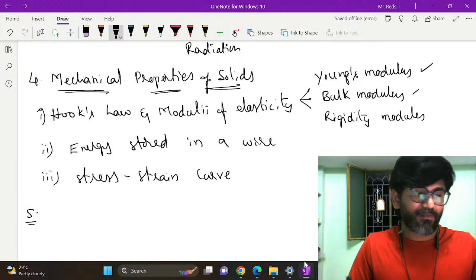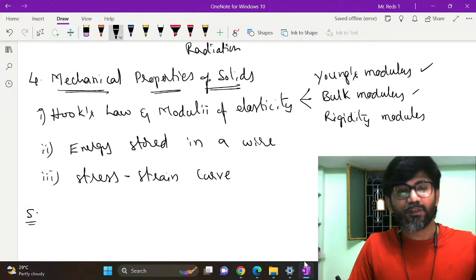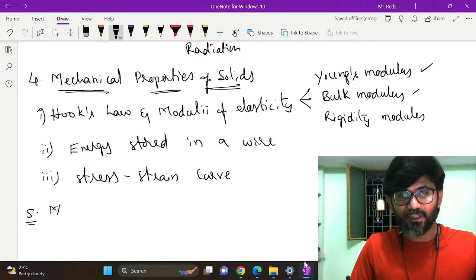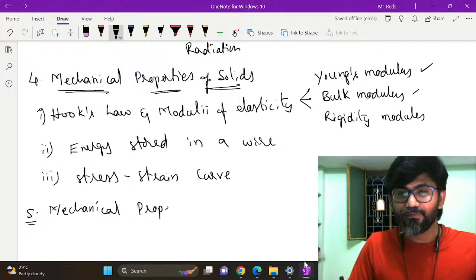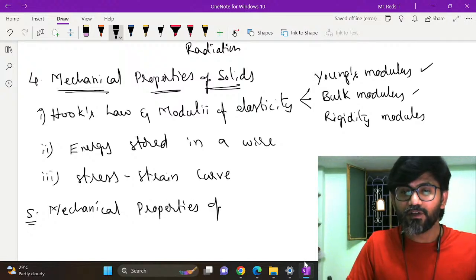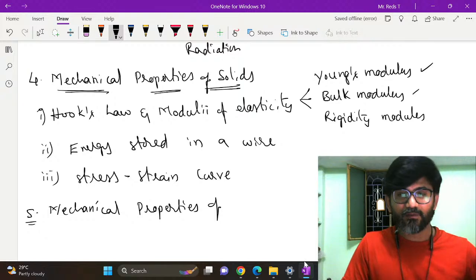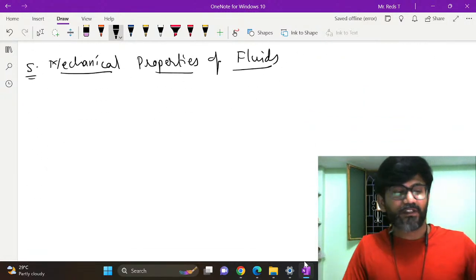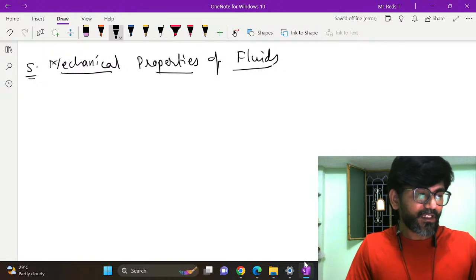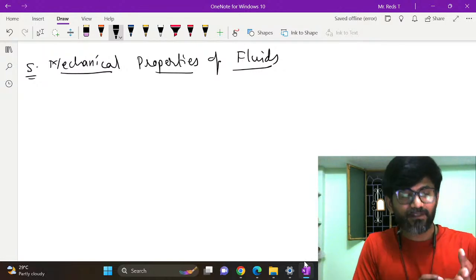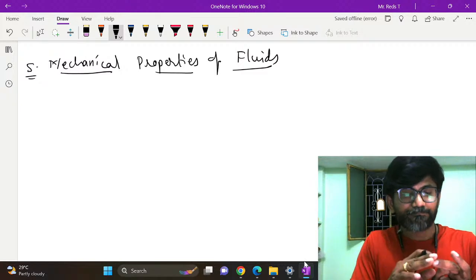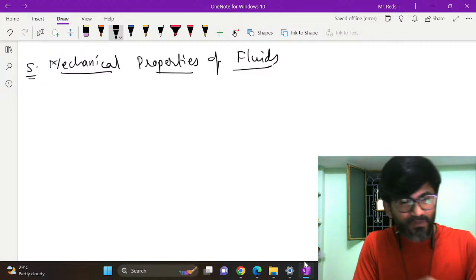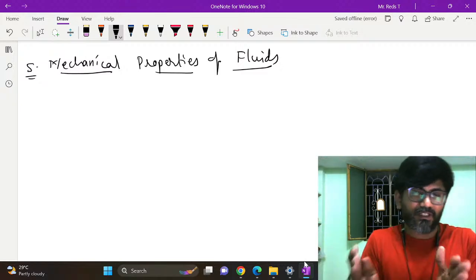And the next one is the mechanical properties of fluids, specifically I can say liquids. As I already told, this is relatively a lengthy chapter. Here we deal with hydrostatics, hydrodynamics, and so on. These we can do as four subdivisions.